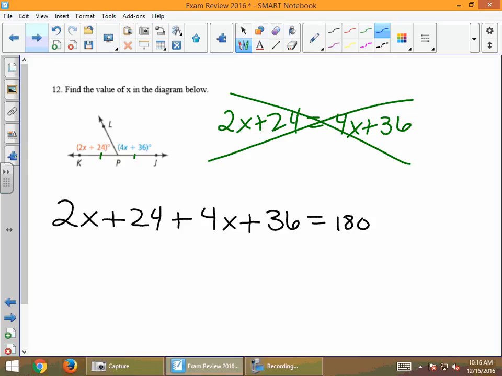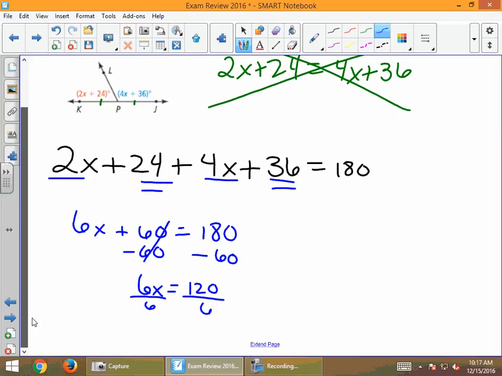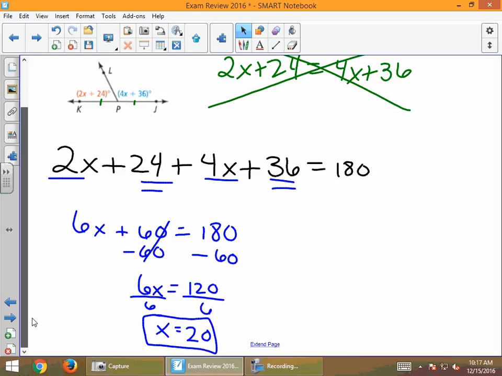So what do we have to do first in solving? 2x, 4x, 24, 36. What do we get when we do 2x plus 4x? What do we get when we do 24 plus 36? And then now we have our bare problem, just get x by itself. Move the 60 over. Get 120. Divide by 6, so x equals what? Equals 20. Done. We just had to find x. If it asks to find a specific angle, we have to plug x back in.